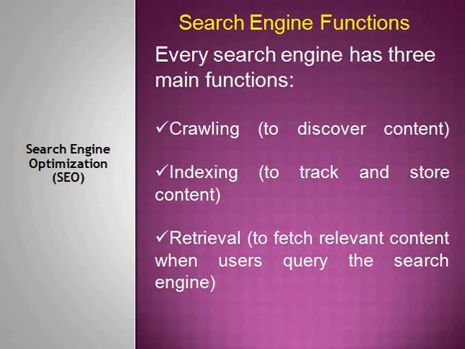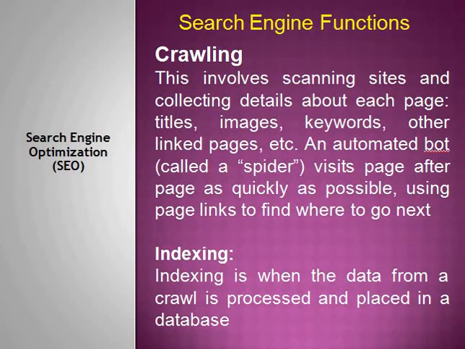They all are using different algorithms for information retrieval and ranking. But normally, for the function of crawling and indexing, they are using similar programs. This involves scanning sites and collecting details about each page: titles, images, keywords, other linked pages, etc. An automated bot called a spider visits page after page as quickly as possible, using page links, these hyperlinks, to find where to go next.